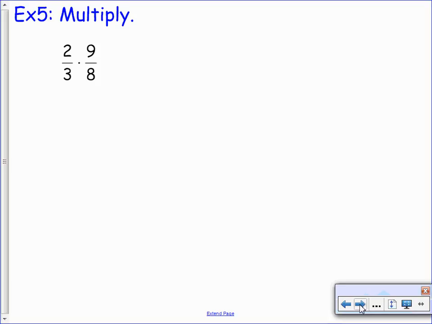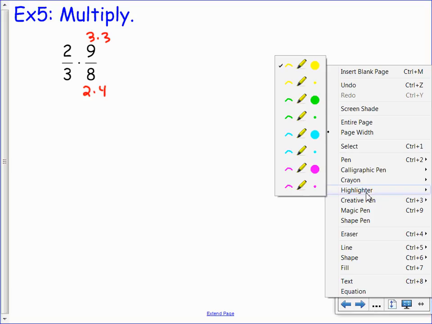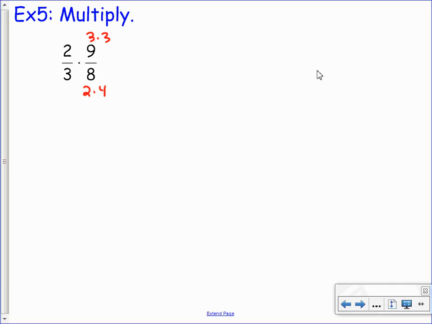When it comes to multiplying, I like to separate it into their factors real quick. So 2 and 3 already factored out. 9, we'll agree that that's 3 times 3. And then 8 is 2 times 4. There's a reason. I see a 3 at the bottom and 3 at the top. A 2 at the top, bottom. So all that's left over is.